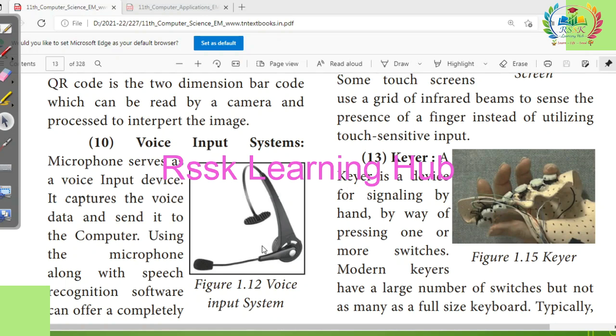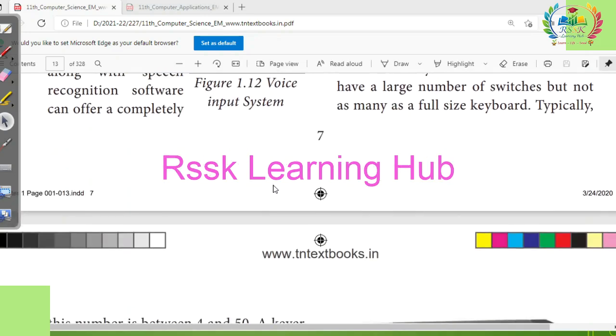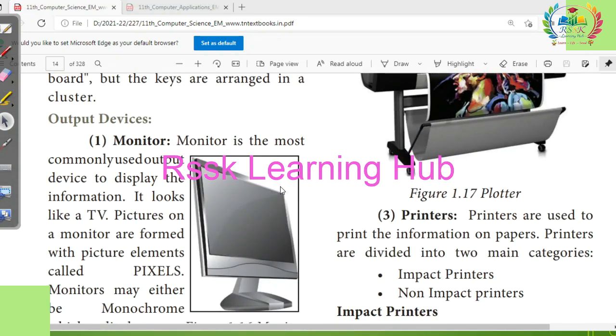Now moving to the output part. What are all the output devices? Your monitor screen is an output device. It is the most commonly used output device to display your information. It looks like your TV. Picture on your monitor.